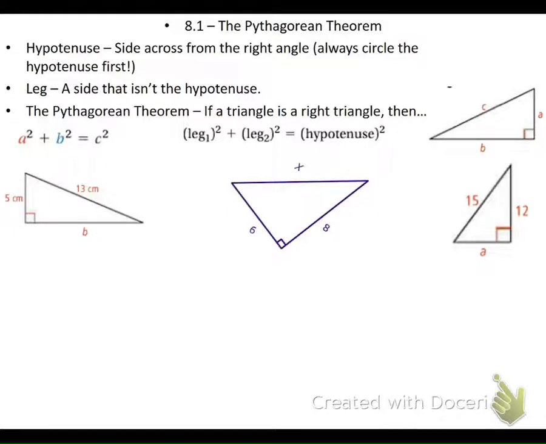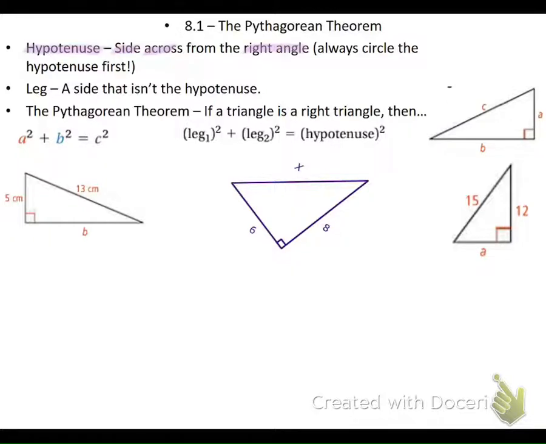Okay, today we are going to learn about the Pythagorean theorem, which is something that you've done all the way back in middle school even. So the first thing that we need to do with right triangles is always find our hypotenuse first. That is always going to be the side that is across from the right angle. We'll always find that one first.